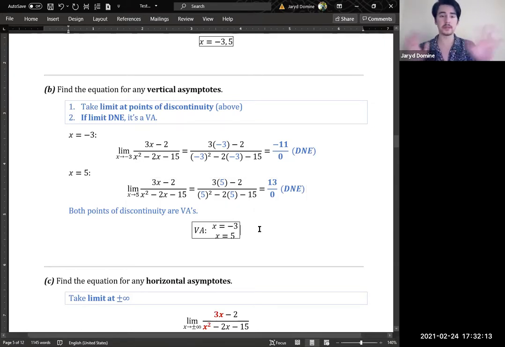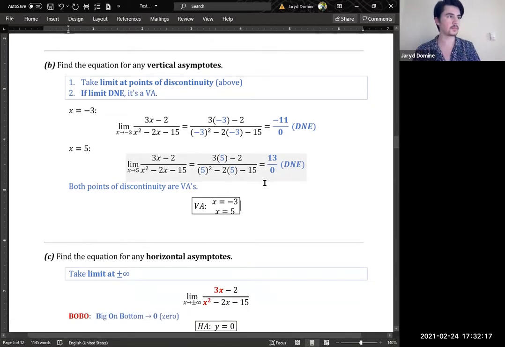Okay, so all we do, we just check the points of discontinuity. Okay, any questions on part B? So just take the limits at those points. Oh yeah, I can leave that here. Okay, yeah, I can also send this out to you later if you want to look at it.